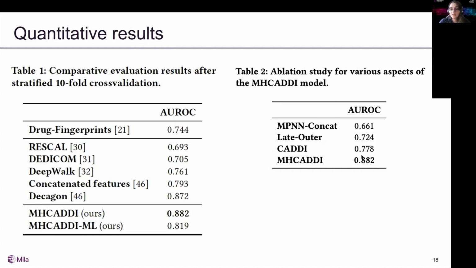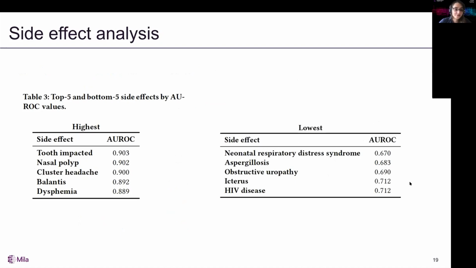So how do the individual parts work? Is the cross-drug interaction useful or not? We see that the different components of our architecture are helping. And we've also looked a bit at how the performance is on individual side effects.